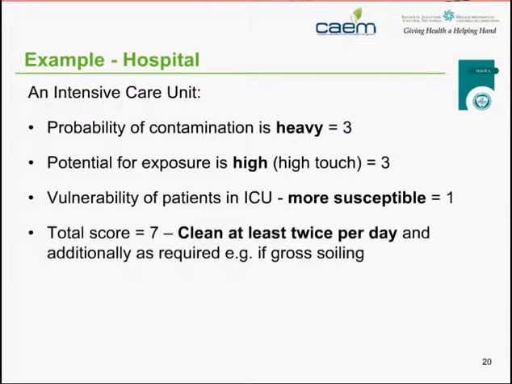Here's an example of how the matrix can be used in a hospital setting. In an intensive care unit, the probability of contamination is heavy, for a score of 3. The potential for exposure is high for another 3 points, and the patients in the ICU are more susceptible to infection, so add another point for a total of 7. In this area, clean at least twice per day and more frequently if gross soiling occurs.